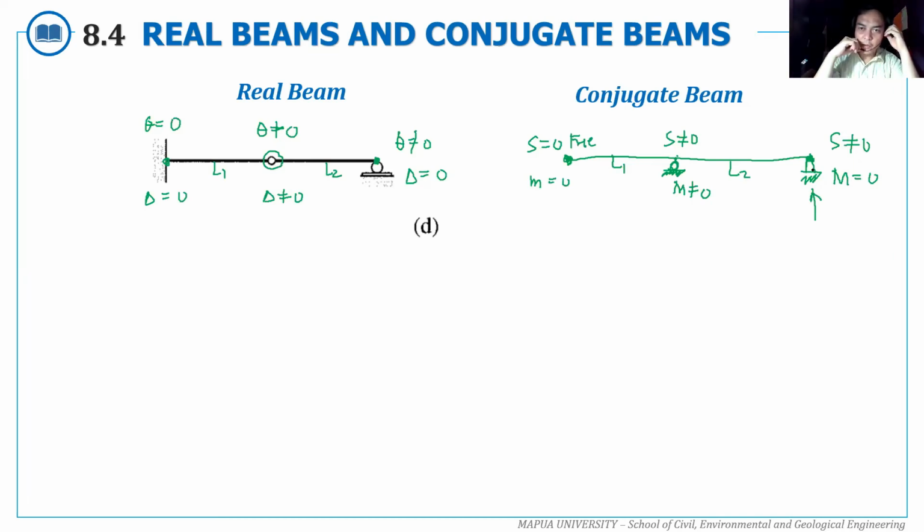Now, pagka dinodrawing nyo yung conjugate beam, huwag kayo masyadong magugulat, minsan parang ang pangit ng itsura or actually minsan unstable. So walang problema 'yon, no? So hindi kailangan maging stable or determinate ang conjugate beam. Hindi necessarily kailangan maging stable or even determinate ang conjugate beam.